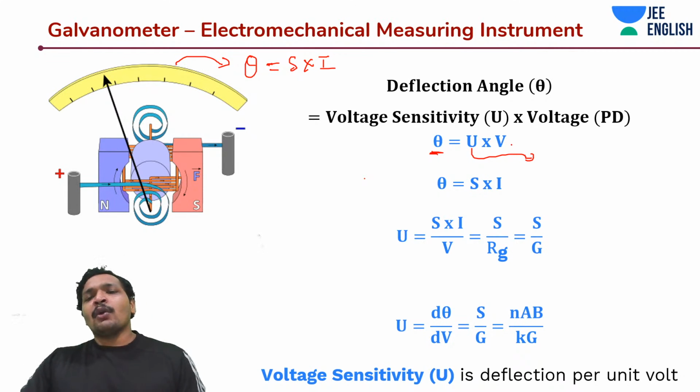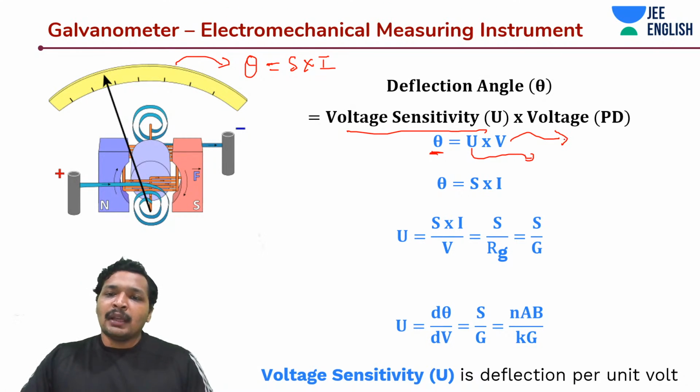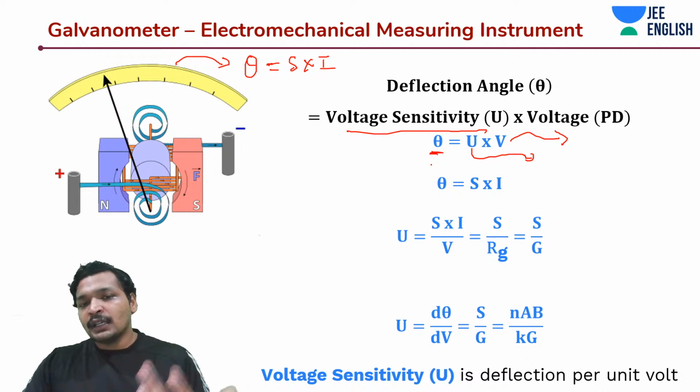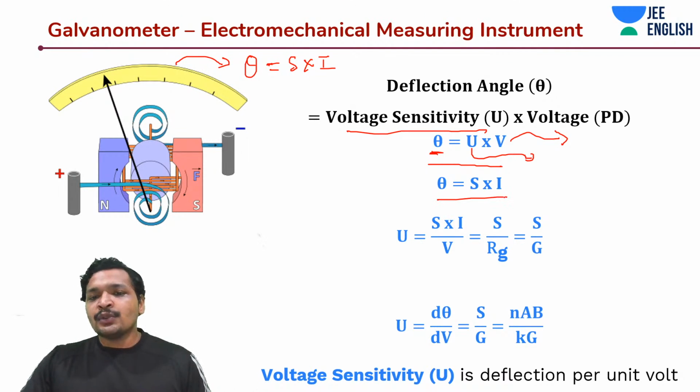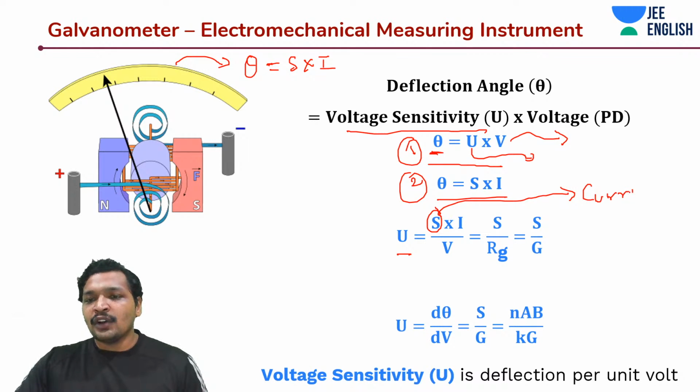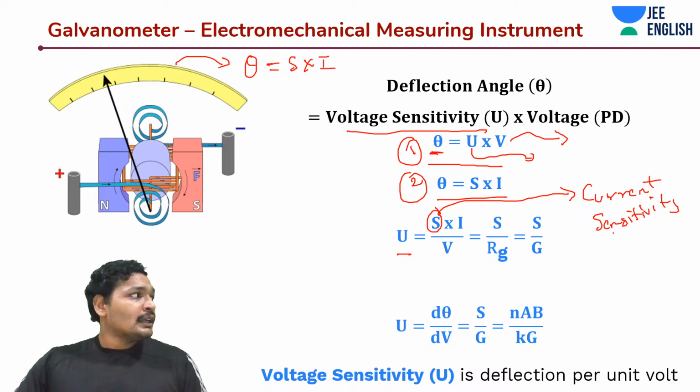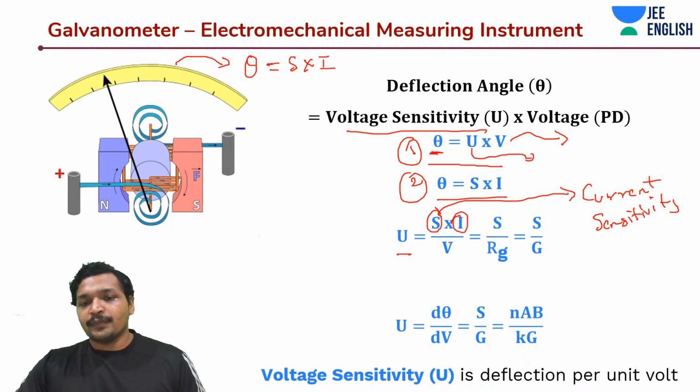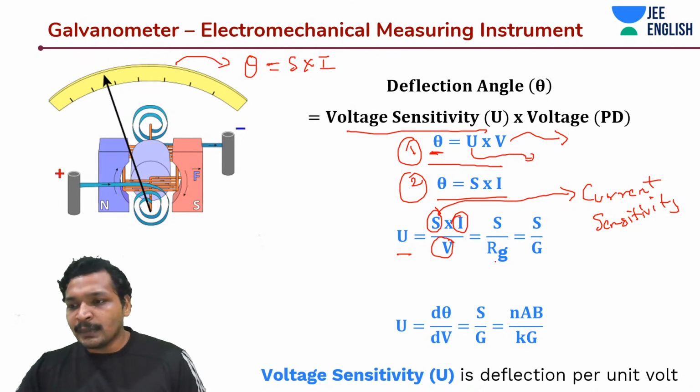So I'm doing the same thing. Now I'm defining a parameter known as voltage sensitivity, and I'm multiplying it with the number of volts, and finding out in terms of deflection. These two equations can be equated, and equating equation number 1 and equation number 2, I will get that voltage sensitivity is nothing but S, the current sensitivity, into current, divided by voltage, or the potential difference. V is nothing but potential difference.